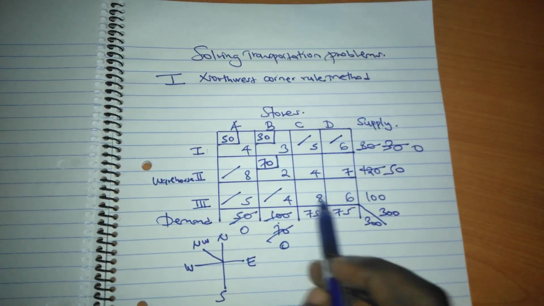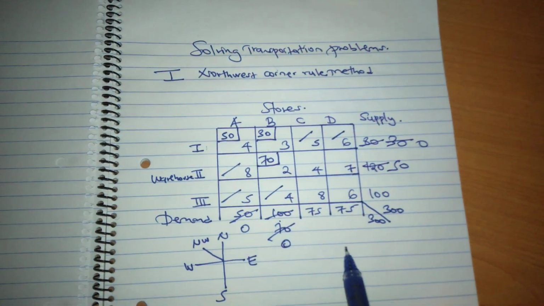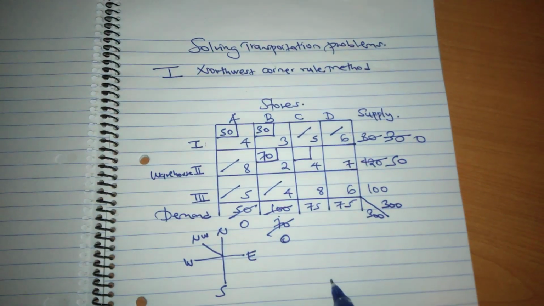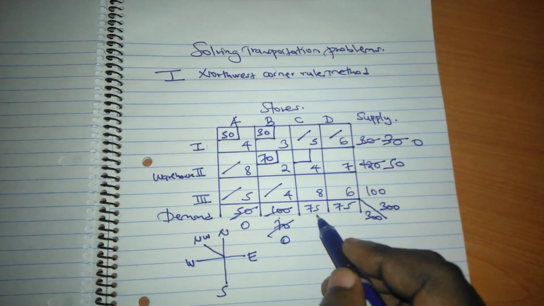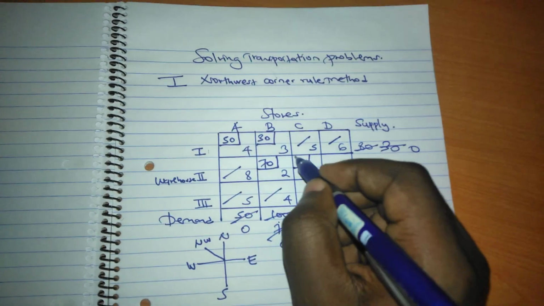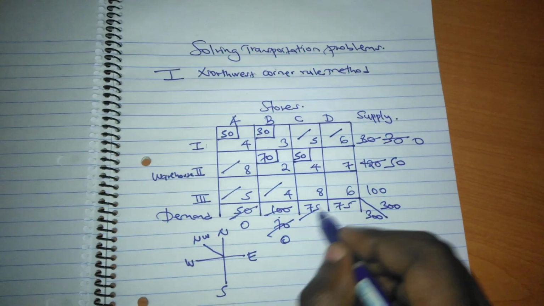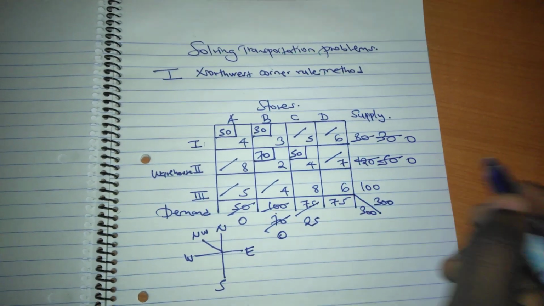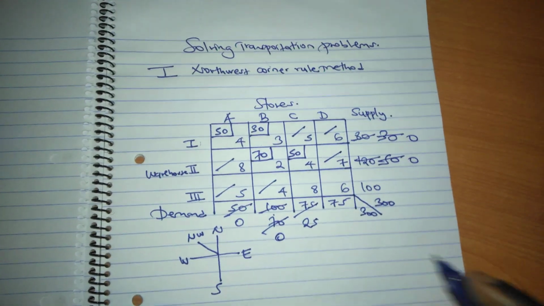Now we are remaining with 4 boxes. Our northwest should be at this portion there. The most you can allocate is 75 and 50. We can allocate 50 there and end up with 25. We get a 0, then you close this cell because there's nothing to allocate.